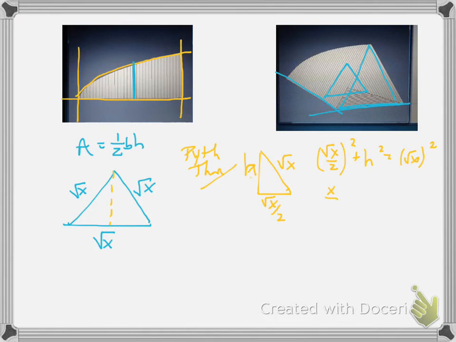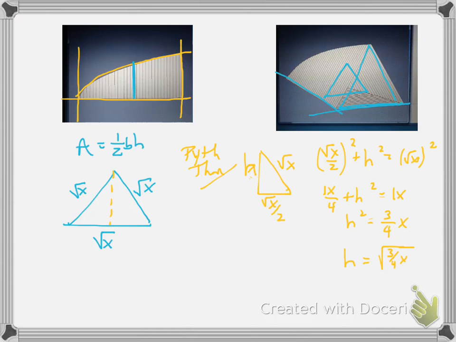X over 4 plus h squared must equal x. So h squared must equal 3/4 x. Think about that: 1x minus 1/4 x there. So h squared equals 3/4 x. So the height is actually the square root of 3/4 x.